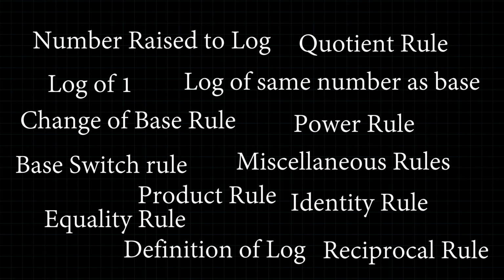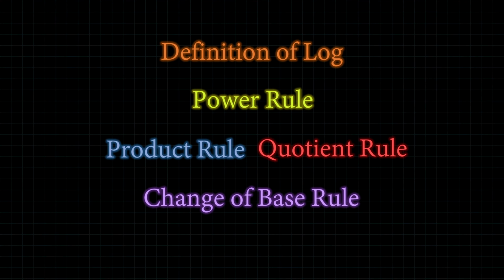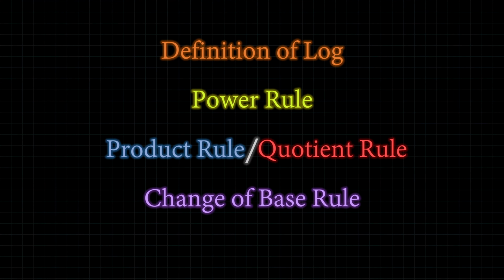As you can see on the screen, there is an overwhelming number of log rules, a lot of which don't even have names, so I grouped them under miscellaneous rules. But in my opinion, there's really only just 4 rules that you have to know because all the other rules are either related to it or redundant if you know these 4 rules well. You might be thinking that I'm cheating because I'm putting product rule and quotient rule as one single rule here, but there's a reason for that because I actually think it's better to think of them as one rule than 2 separate rules.